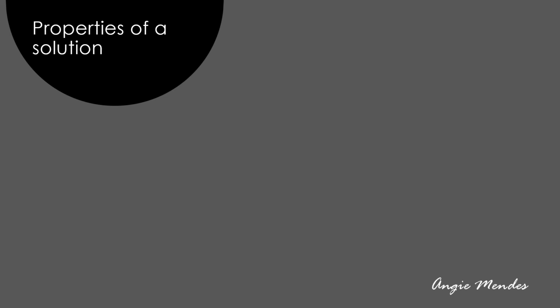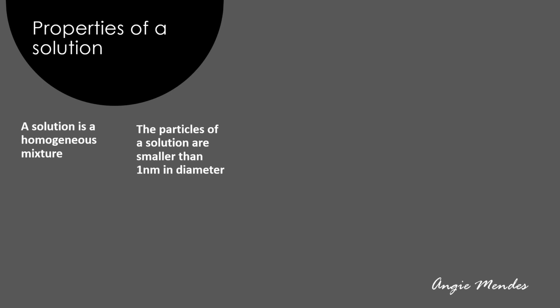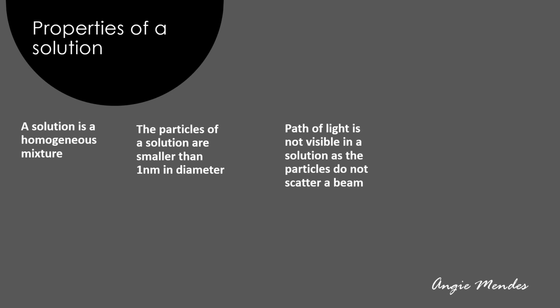Let us discuss a few properties of a solution. A solution is a homogeneous mixture. The particles of a solution are smaller than 1 nanometer in diameter. The path of light is not visible in a solution as the particles do not scatter a beam of light passing through the solution.